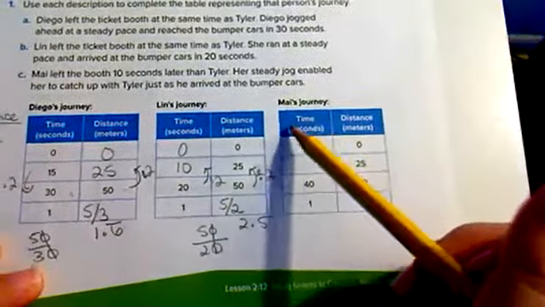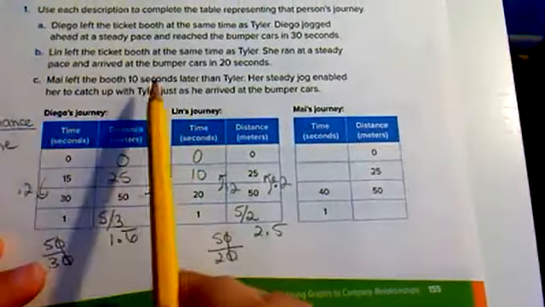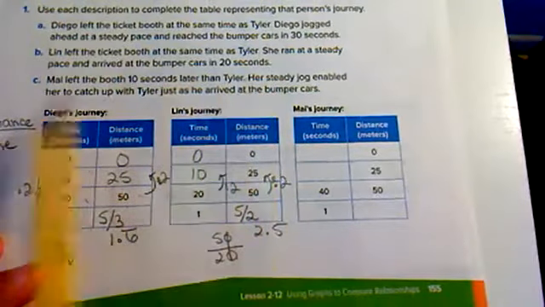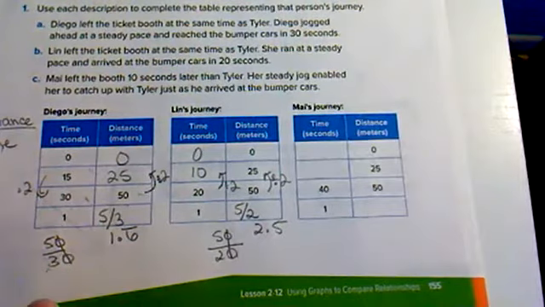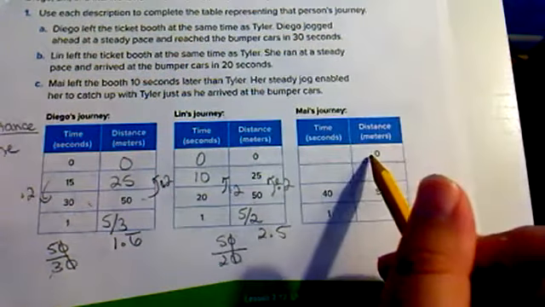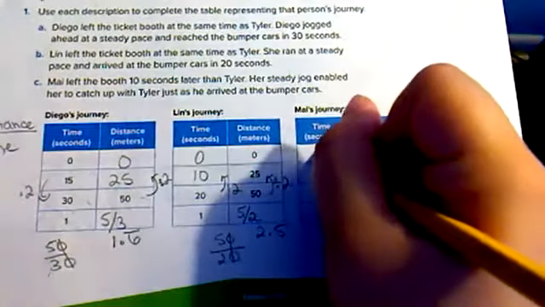All right, let's look at Mai. She's our last table we need to fill in. Mai left the booth 10 seconds later than Tyler. So at 0 meters, her time is going to be 10.